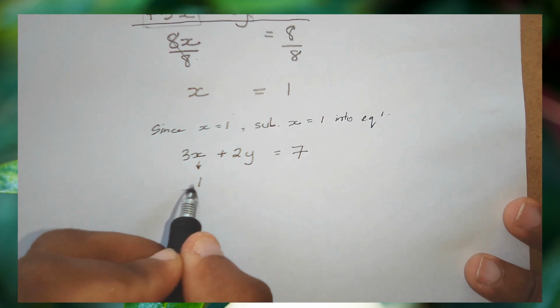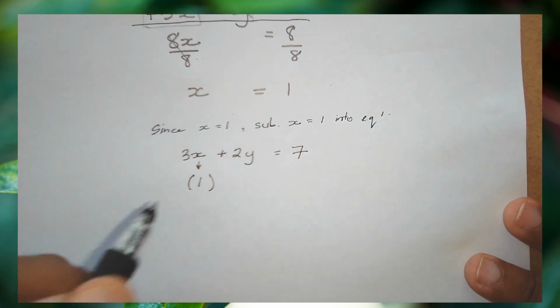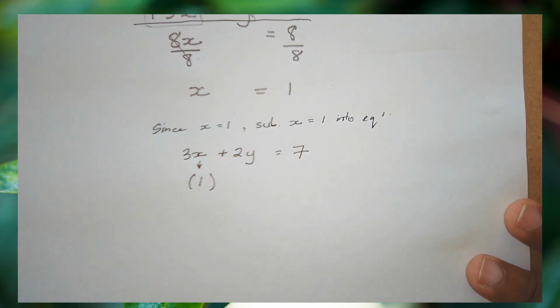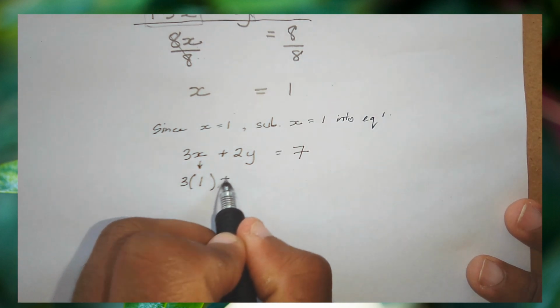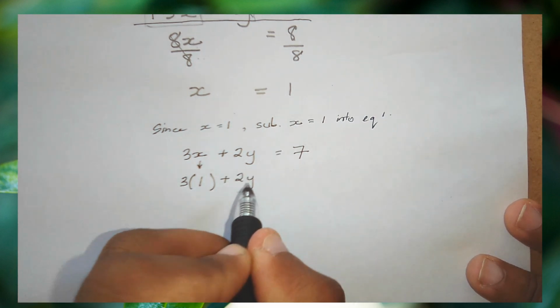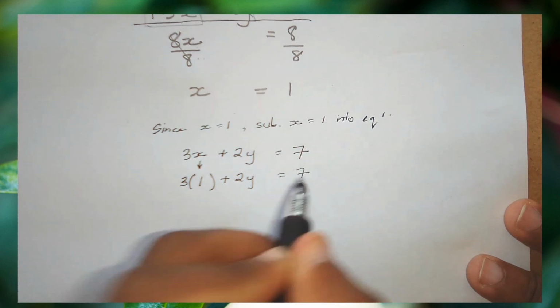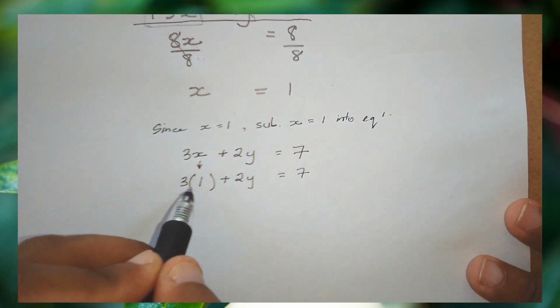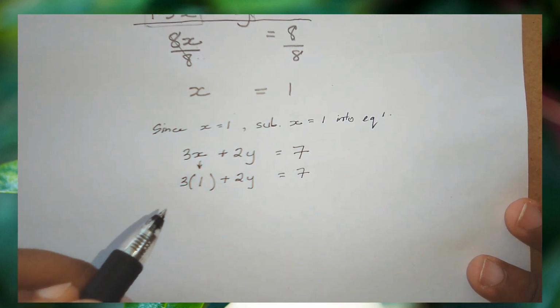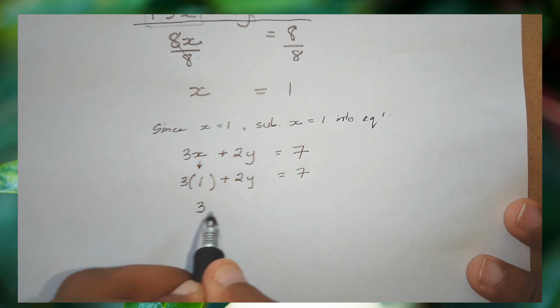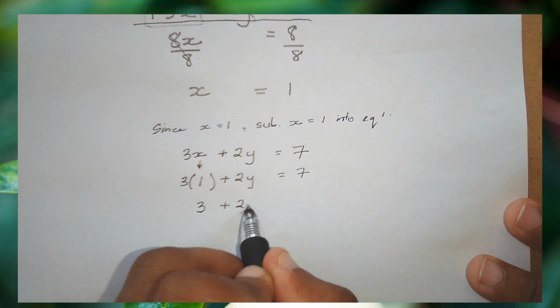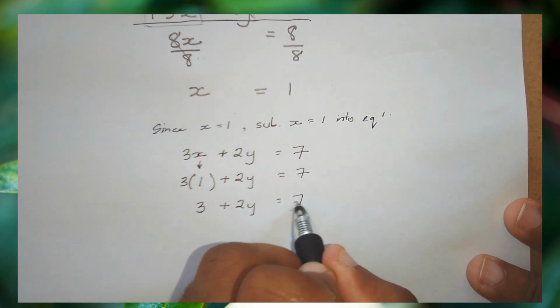And when we're substituting, we're going to use brackets to show that we're changing. Just like in football, they put up a card to show that you're substituting a player for another player. And I'm going to keep back everything that's before the x and after the x. Now remember, when you see it like this, it means to do what? To multiply. So 3 times 1 is 3. And then I'm going to have plus 2y is equal to 7.